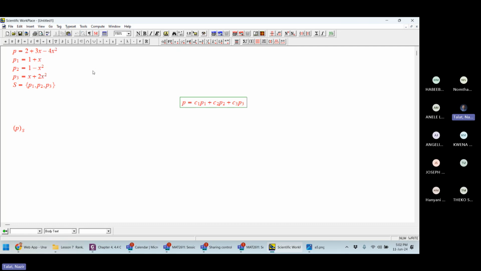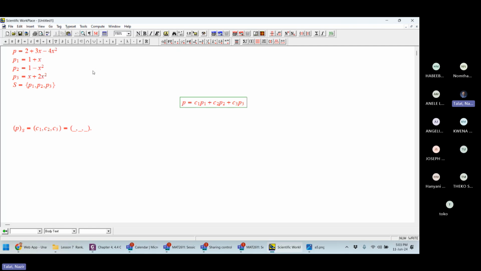So here the coordinate vector P_S will be the vector which contains C1, C2 and C3. Our question is to find the values of C1, C2, C3 and put them over here, identifying these three values: the first value, the second value, and the third value. But I understand what you are asking is how to do that.